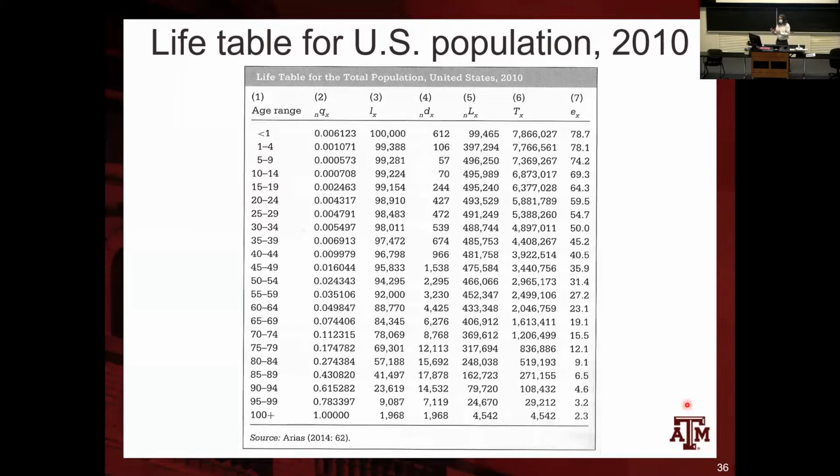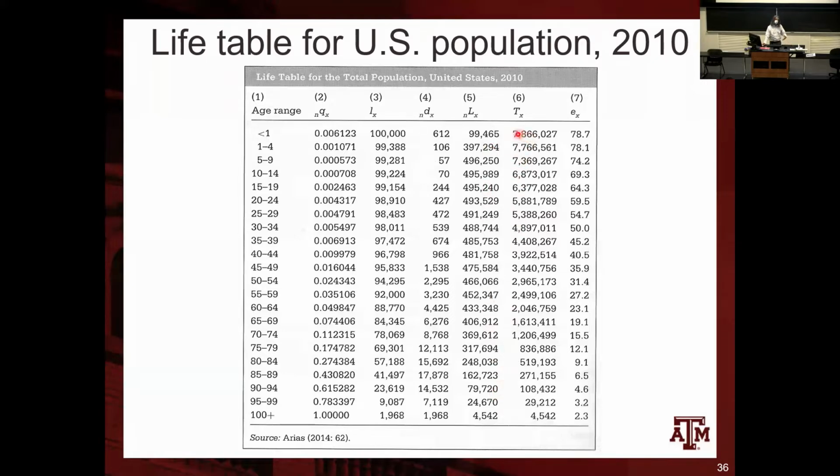And I explained each one of the columns here: the probability of dying, the number of people surviving to the beginning of each one of these age groups, the number of people dying within the age group, the number of person years that people live within this age group, and then the TX column, adding the column from the big LXN cumulatively from the top to the bottom. So this one here adding all these cells, this one here adding all these cells, and so on.